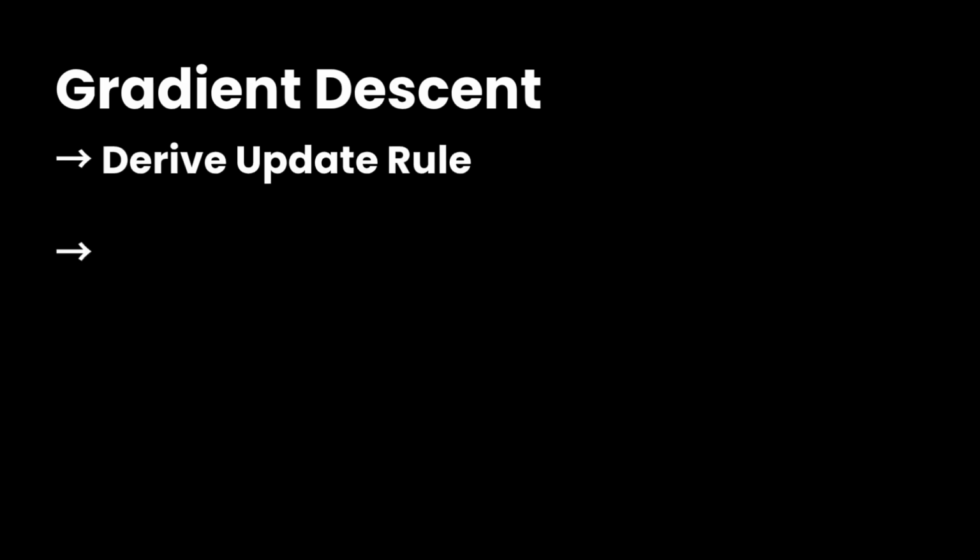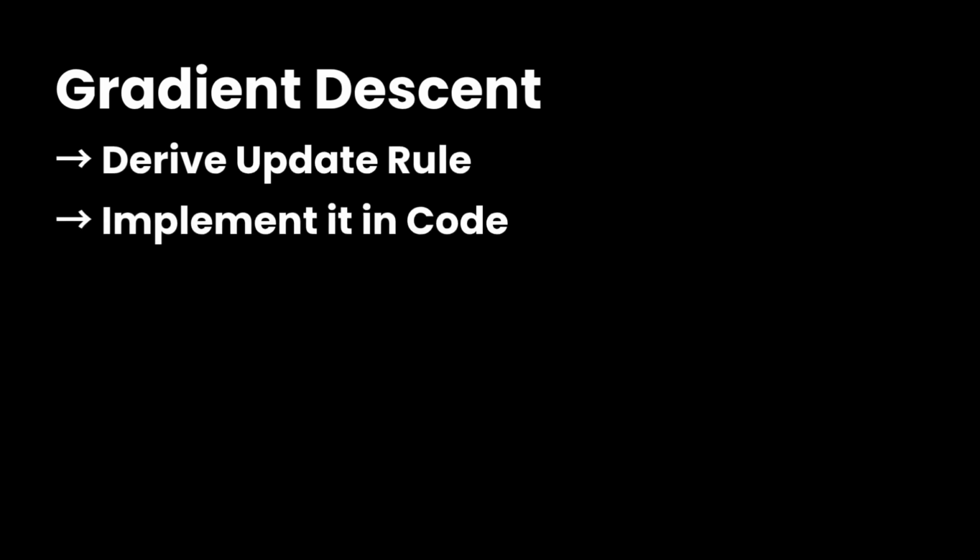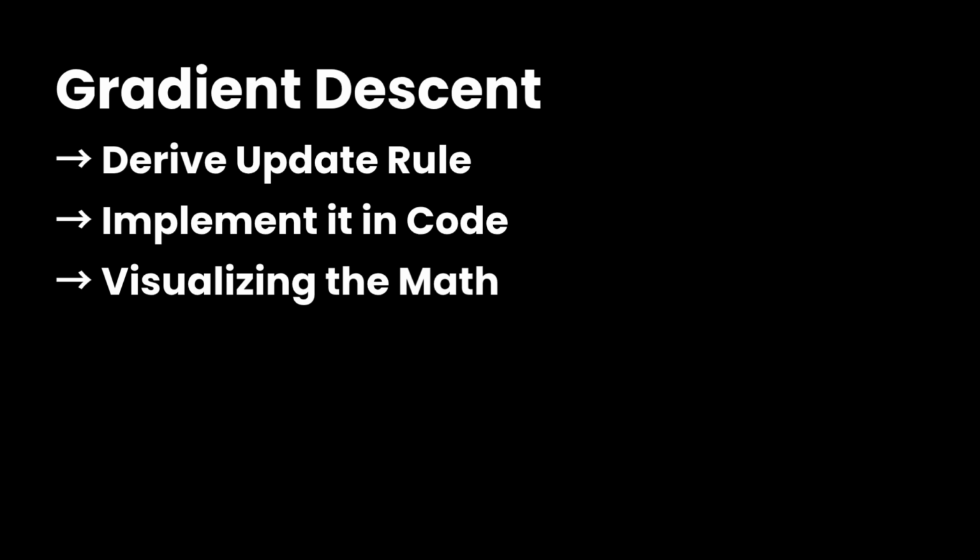In the next episode, we build it from scratch, derive the update rule, implement it in code, and watch it actually move down a loss surface. No shortcuts, no library calls hiding the math, just the algorithm written from the ground up. So you understand exactly what happens every time a model takes a step.